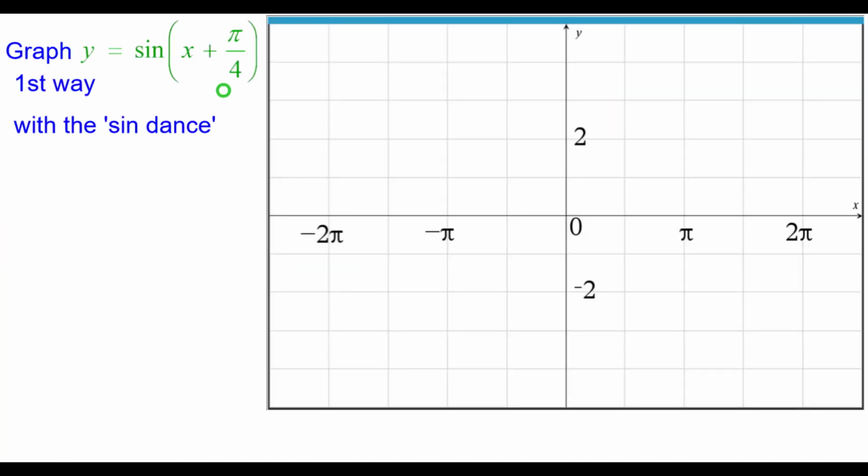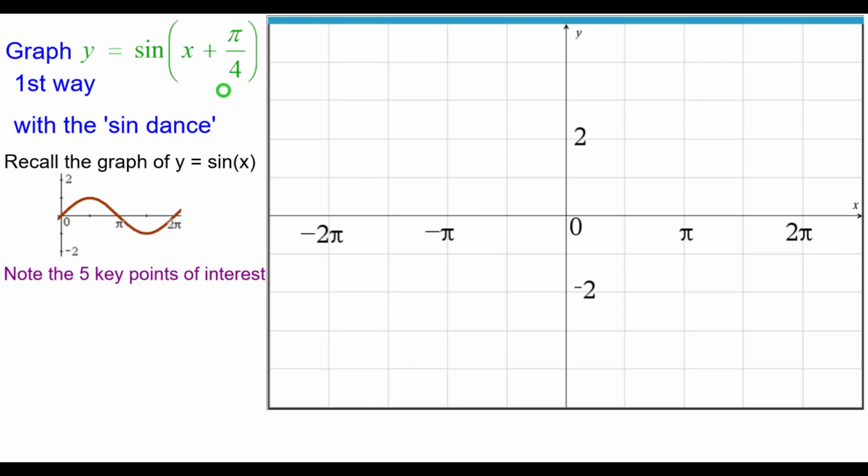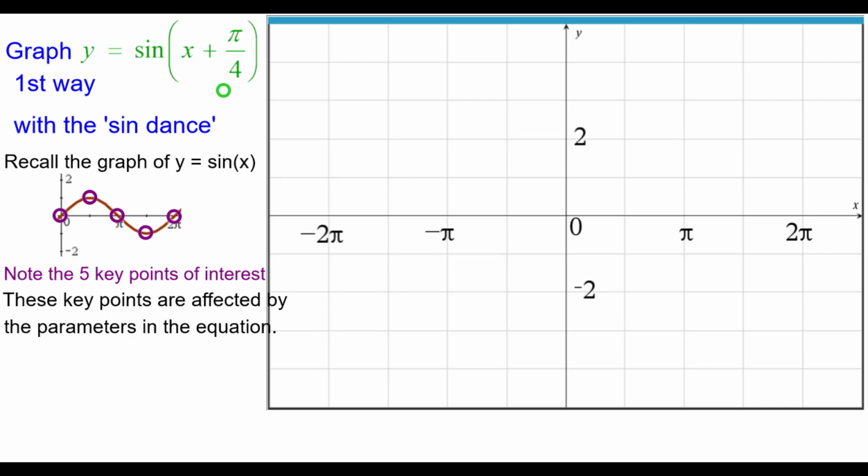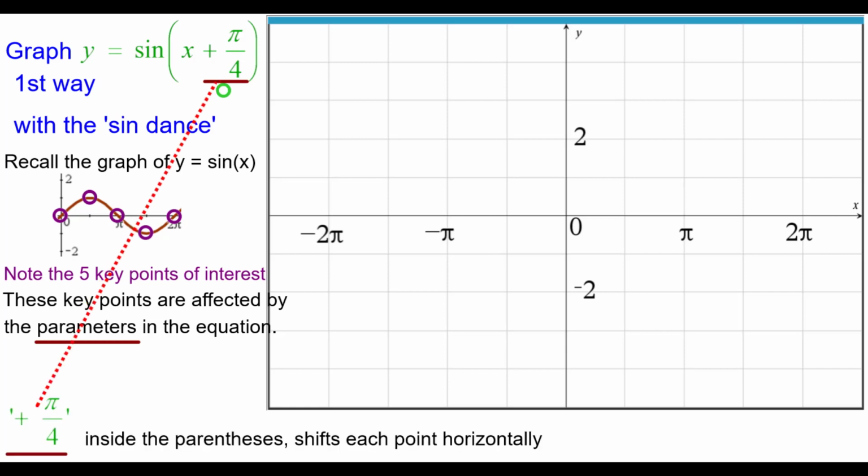The first way is with the sine dance. Recall the graph of one period or wave of the sine function. Note the 5 key points of interest. These key points are affected by the parameters in the equation, as all points are. There's one parameter, plus pi over 4 inside the parentheses, and it shifts each point horizontally to the left pi over 4 units. The y-coordinates are not affected.